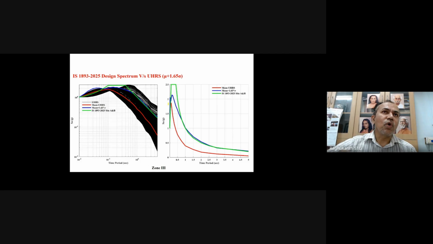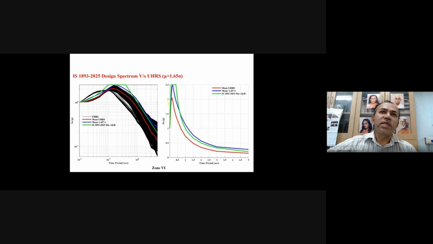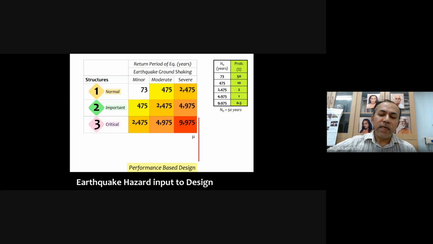Similarly in zone 3 also it has been done. Whichever sites are there in zone 3, the UHRS has been computed. Once again, the mean and standard deviation, 1.65 times sigma, have been calculated. Now this is zone 4, then zone 5, then zone 6. Based on these smoothed spectral shapes, we proposed this type of spectral shape, the green one which you are seeing here. The blue one is the 1.65 times sigma, which is on the higher side. Based on this, a smooth response spectrum shape has been computed.